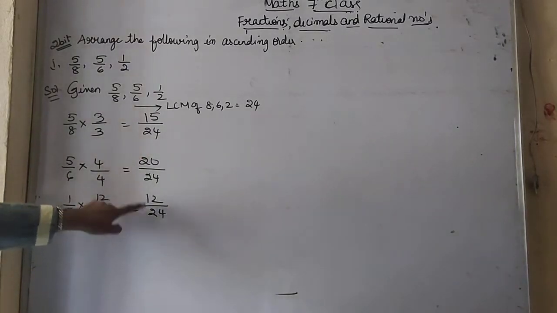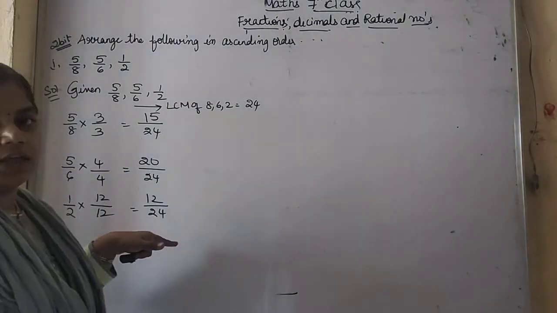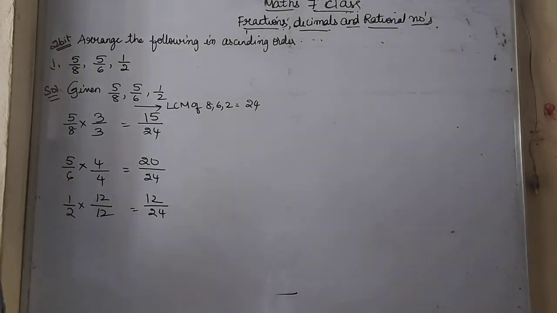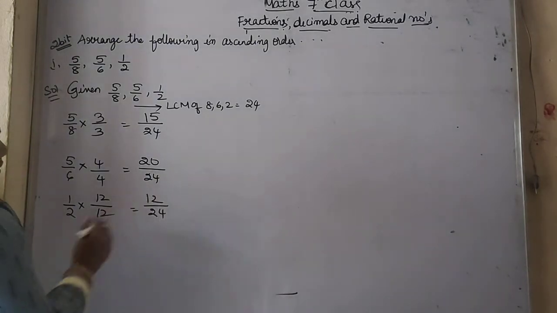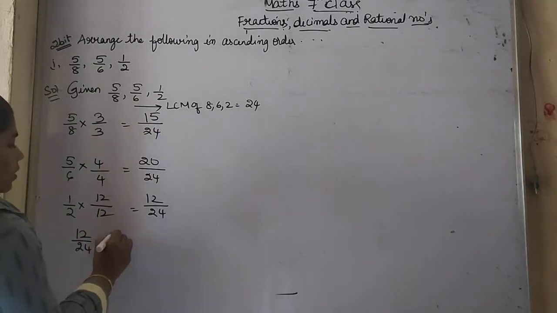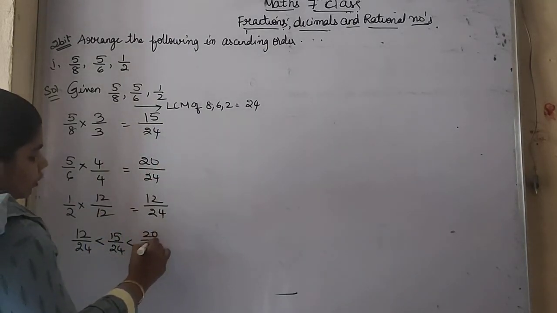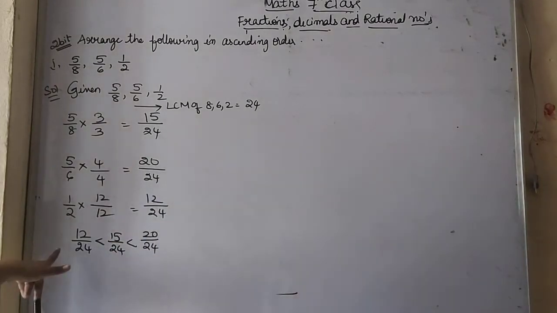So now all the denominators are equal. So we can compare the numerator values and arrange in ascending order. Ascending order means small to big. So here 12 is the smallest value. So 12 by 24 is less than 15 by 24, which is less than 20 by 24. So these are the solved values.